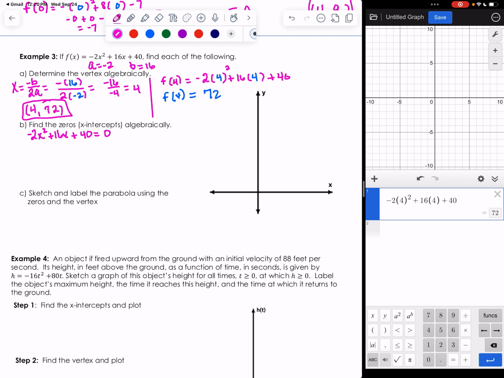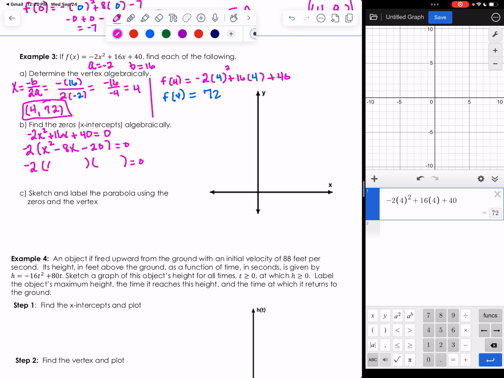So I'm going to factor out a negative 2. So negative 2x squared divided by negative 2 gives me just x squared. 16x divided by negative 2 gives me negative 8x. And 40 divided by negative 2 gives me negative 20. Okay. Now we can factor just what is inside the parentheses.